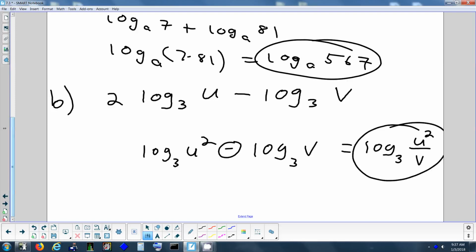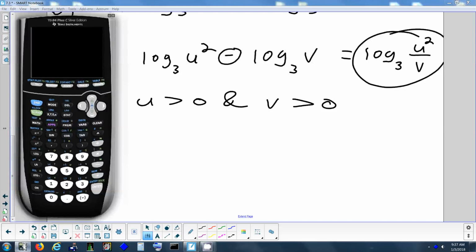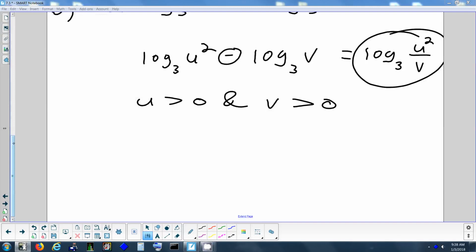Now, sometimes, I think in the homework, they're going to say something like this below the problem: u is greater than 0, and v is greater than 0. Don't be confused by that. You can basically ignore it. They're just saying that u and v have to be positive numbers. Because if they weren't, watch what happens if you try to take the log of a negative number. If v was negative and you tried to take the log of it, you get a non-real answer, meaning imaginary. And we're not dealing with imaginaries. So we'll assume that our numbers are always positive numbers. It's not really that important.